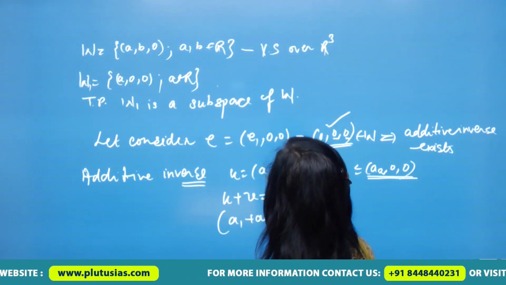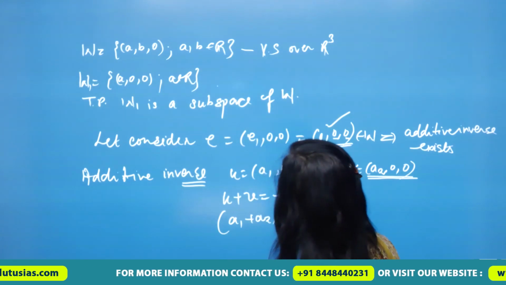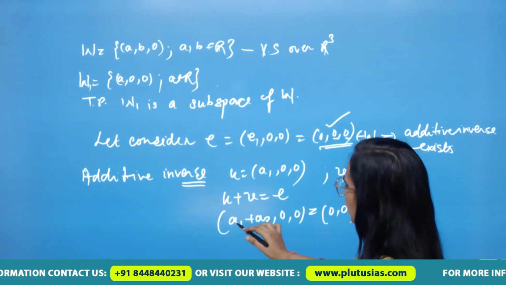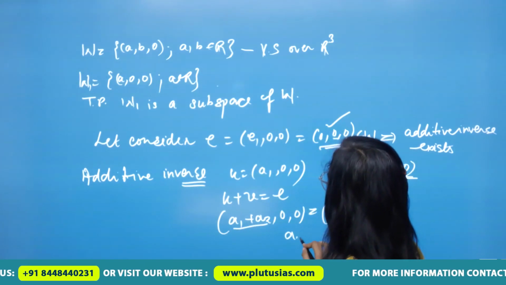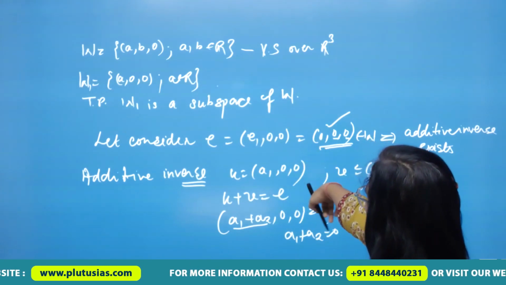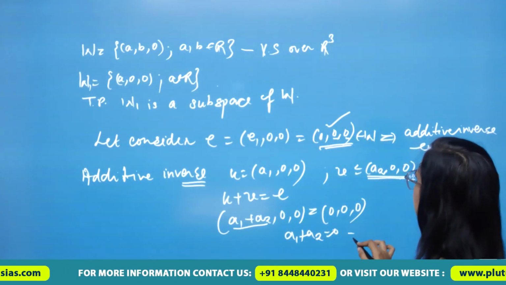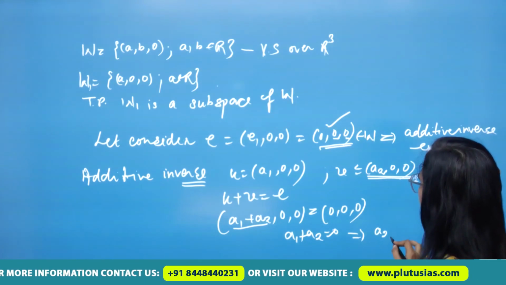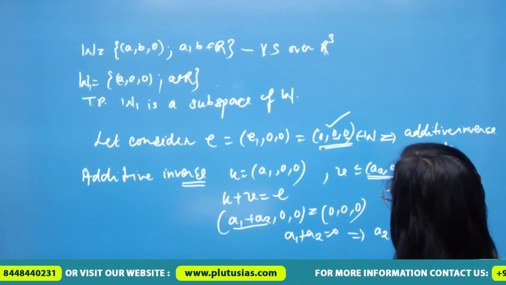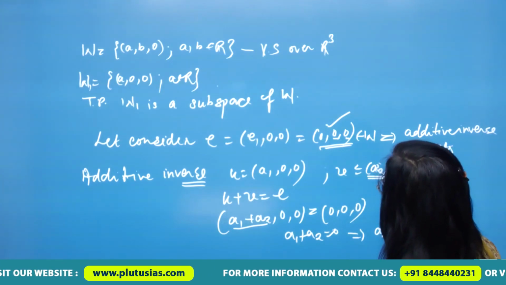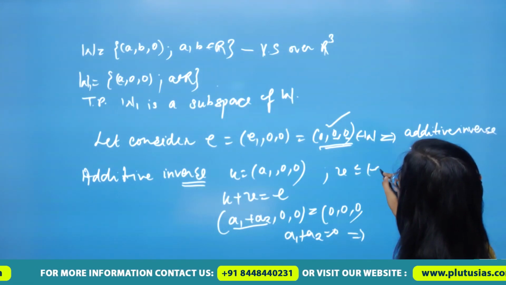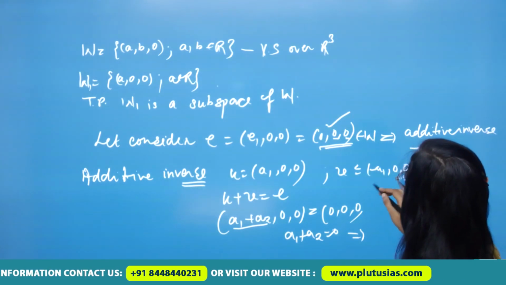Next, the two tuples would be (0, 0), and it is equal to the identity, that is (0, 0, 0). Now a1 plus a2 is equal to 0, but we need to find the value of a2. So a2 is equal to minus a1, right? So what is our inverse? It turns out to be (minus a1, 0, 0), right?